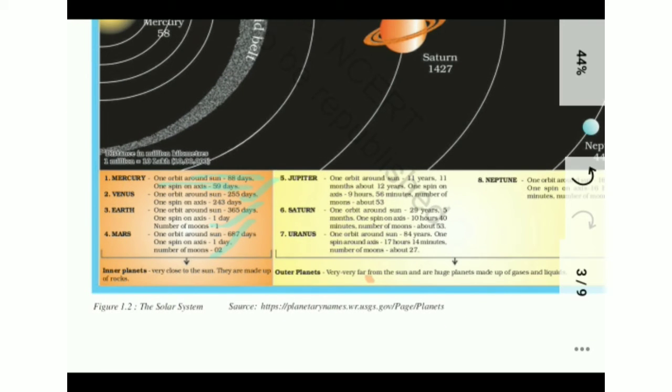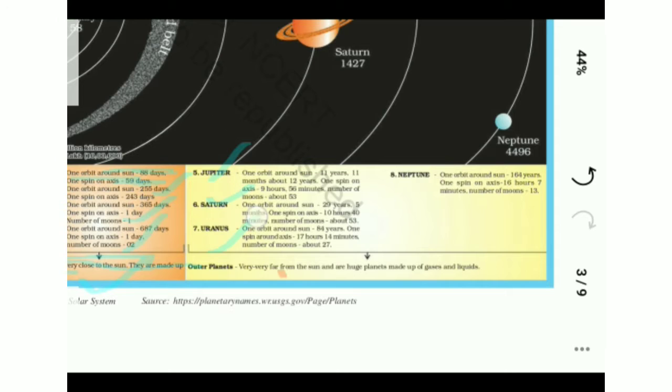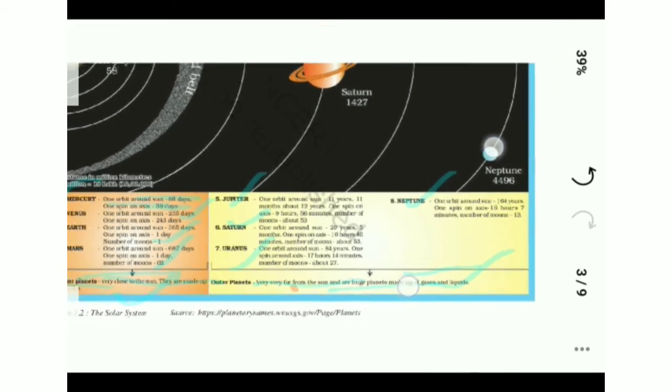The planets given here on the inner side in different colors are all inner planets, very close to the sun, and they are made up of rocks. So the planets we read, Mercury, Venus, Earth and Mars, are all very close to the sun and made up of rocks. Jupiter, Saturn, Uranus and Neptune are all very far from the sun and are huge planets made up of gases and liquid. So they are gas giants.